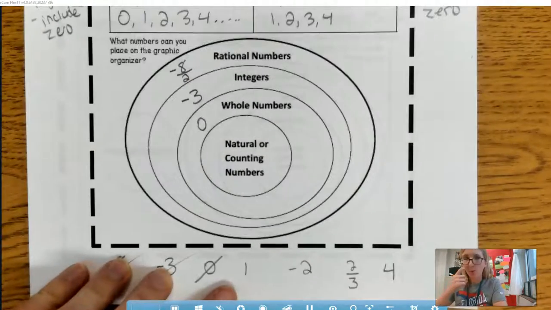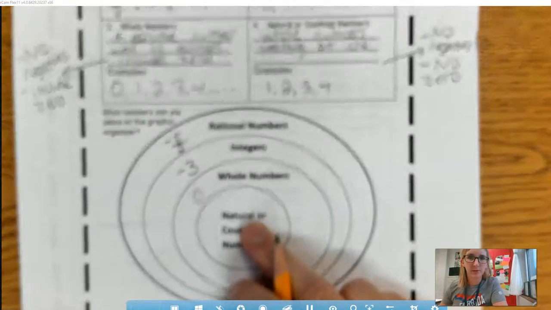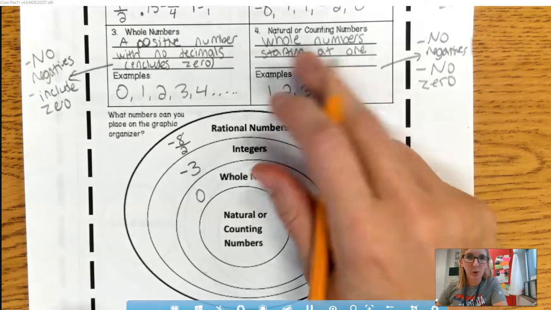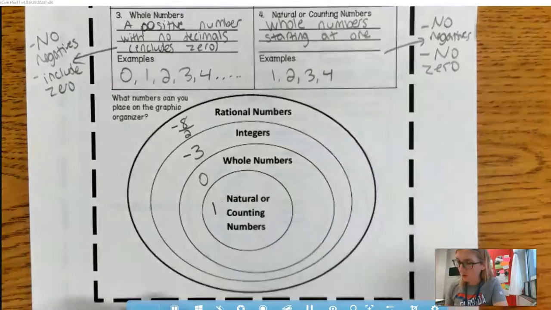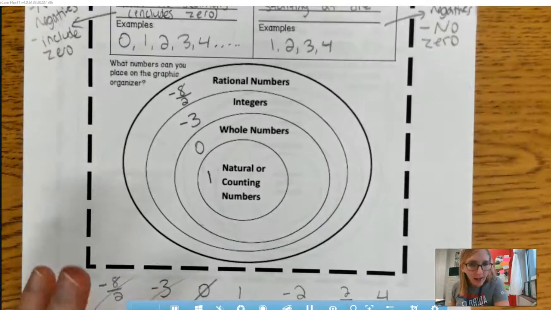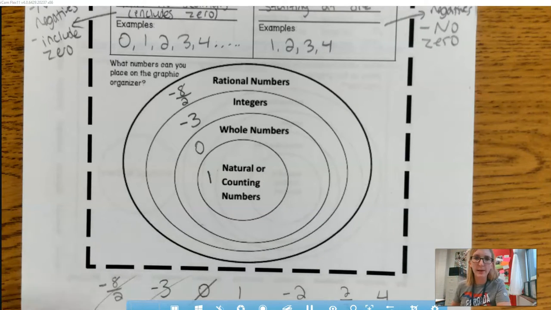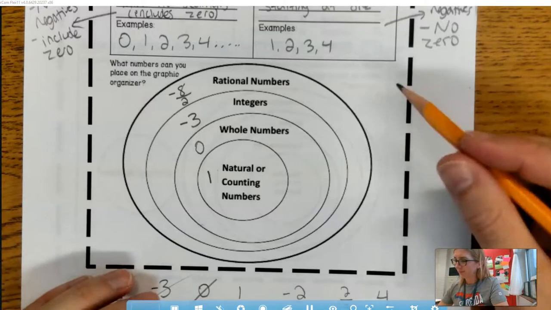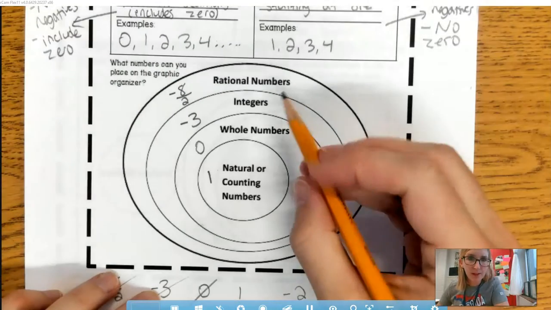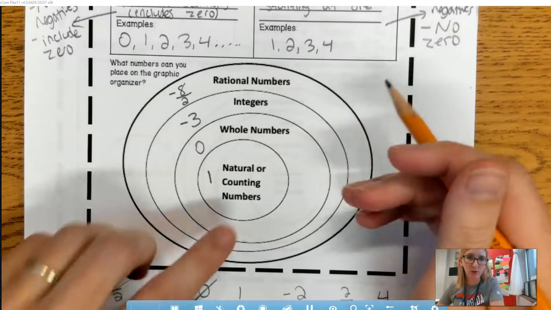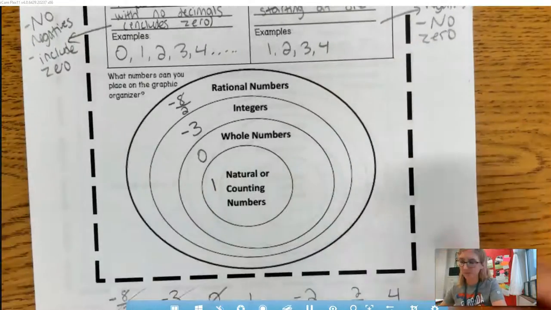All right, let's try the number 1. Is the number 1 a natural number? Let's see. Natural numbers are whole numbers, counting numbers starting at 1. Yeah. So I can put 1 in this inner circle. So how many categories does 1 fall into? Can you name all the categories that 1 is, the number 1? All right, I hope you said that 1 is a natural number, it's a whole number, it's an integer, and it's a rational number. It meets all of these categories because it's in every single circle.